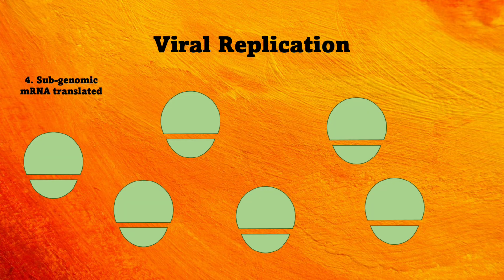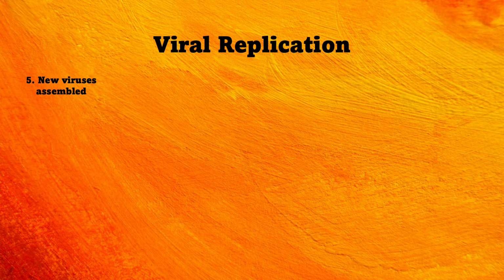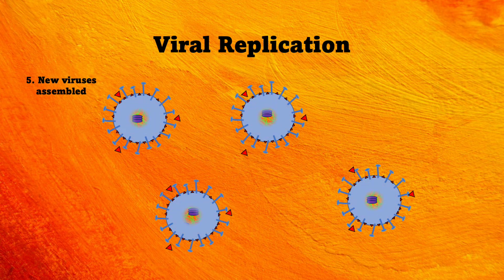The produced viral mRNA strands then use the host cell's ribosomes to create all of the proteins necessary to build a new virus. All of these new viral proteins are then assembled with the help of envelope proteins in the host's rough endoplasmic reticulum, and viral replication is complete.